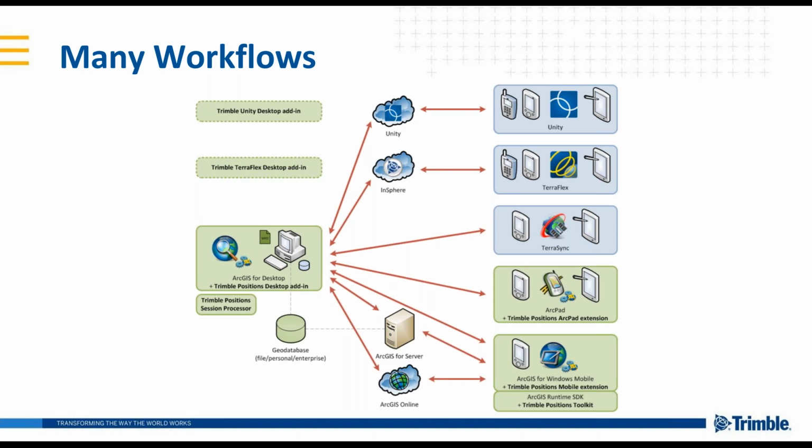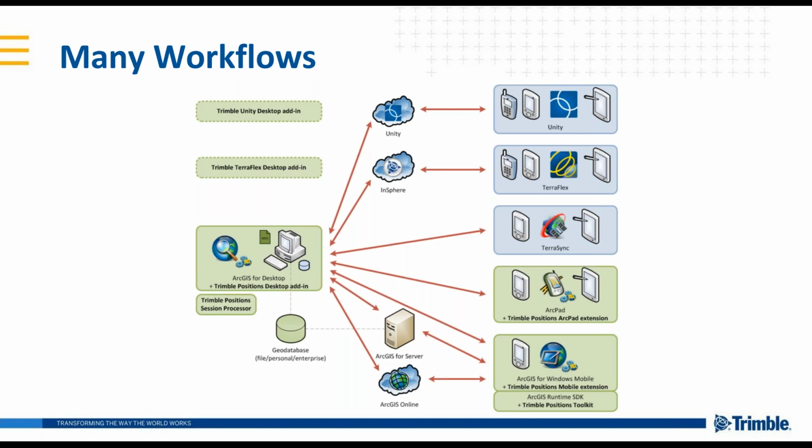On the right here, you have all the field products. On the left, you have the office side. On the right, we support Trimble TerraFlex, Trimble TerraSync, ArcPad, ArcGIS for Windows Mobile. The boxes in green are Esri software. The boxes in blue are Trimble software. And so we have extension stories for ArcPad and ArcGIS for Windows Mobile, but we also directly support the TerraSync and the TerraFlex workflow. And in addition, Trimble Unity, which comes out of our Trimble Water group.